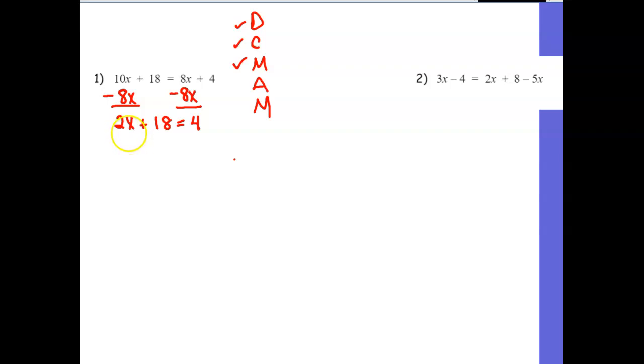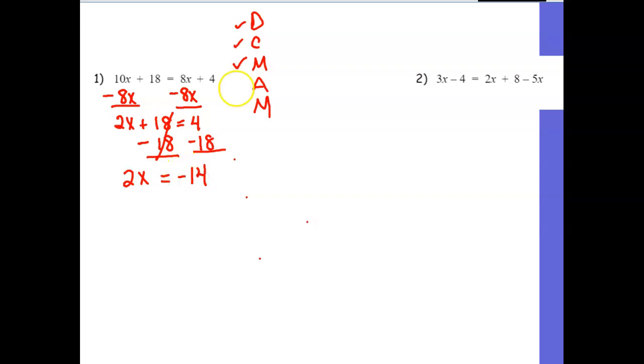Since our goal is to get x by itself, we want to look at the term that's next to the 2x term, and that's 18. So since it's a plus 18, we're going to do the opposite, which is minus 18. And we're going to do that to both sides of the equation. So 2x is going to be equal to, because 18 minus 18 is 0, so they cancel out, 4 minus 18, which is going to be a negative 14.